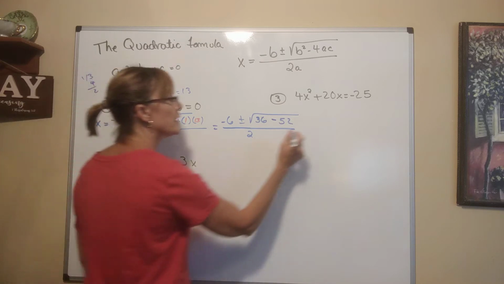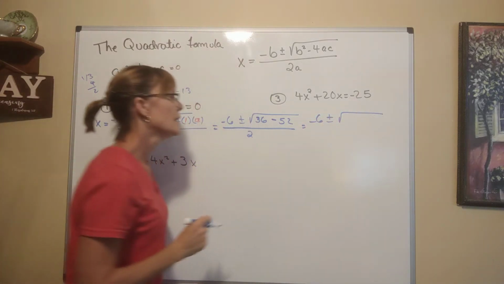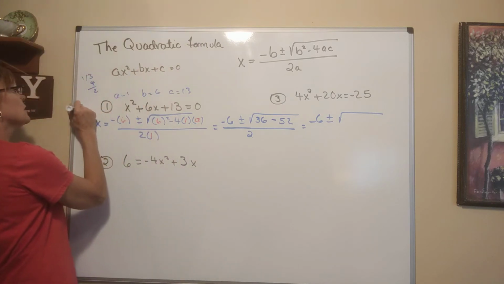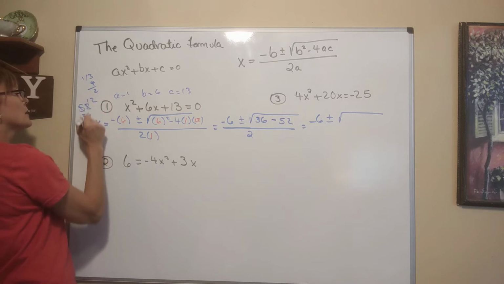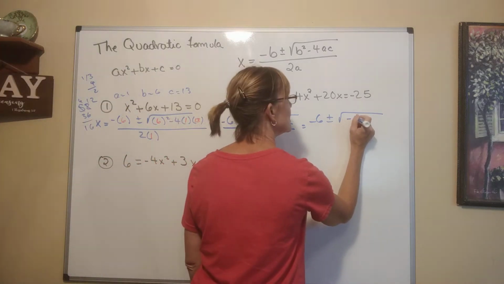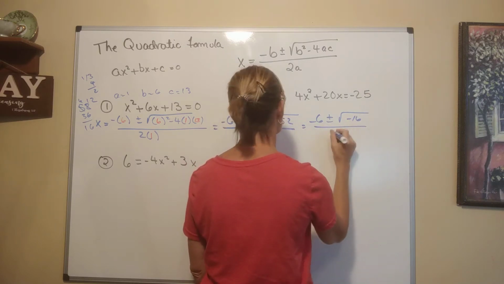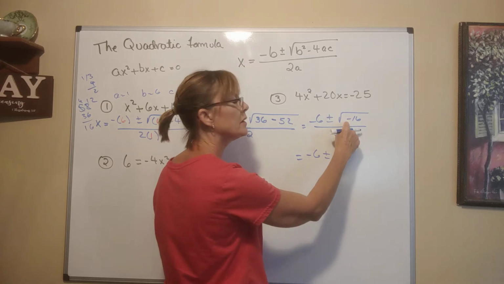Okay, so over here, this is going to be negative 6 plus or minus the square root of 36 minus 52. Let me just do the math. I have to borrow. That's a 6. That's a 4. I get 16. I get negative 16. All right, all over 2. This is equal to negative 6 plus or minus. What will we do with this?